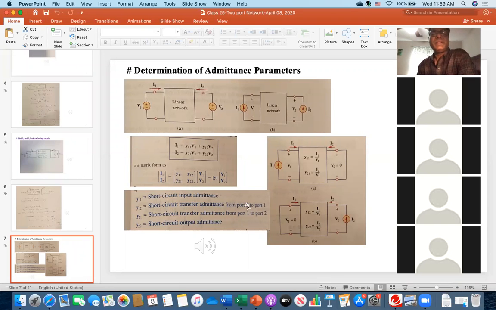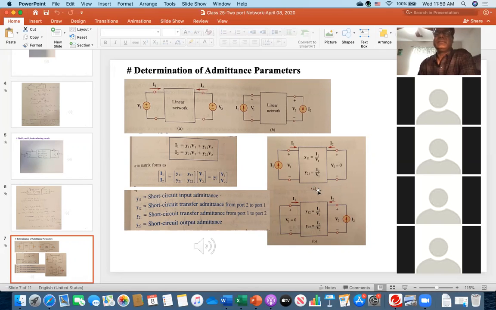So you remember in the previous case, we used the words open circuit, open circuit, open circuit always. In this case, it is short circuit, always short circuit. This means to find out these four parameters, we have to make one port short, either the right side port or the left side port.